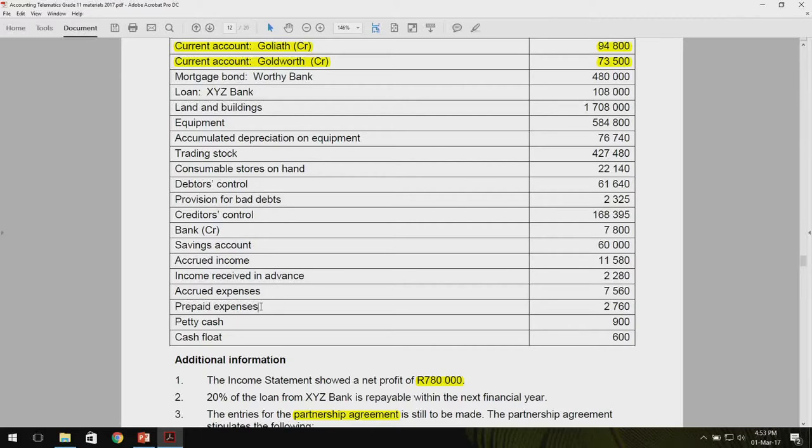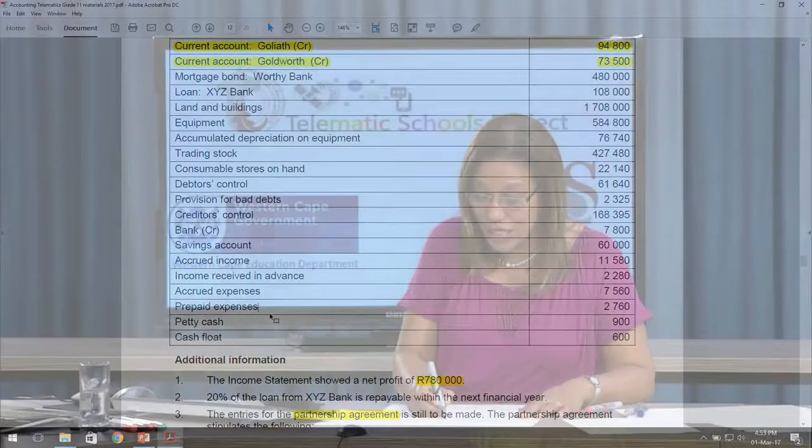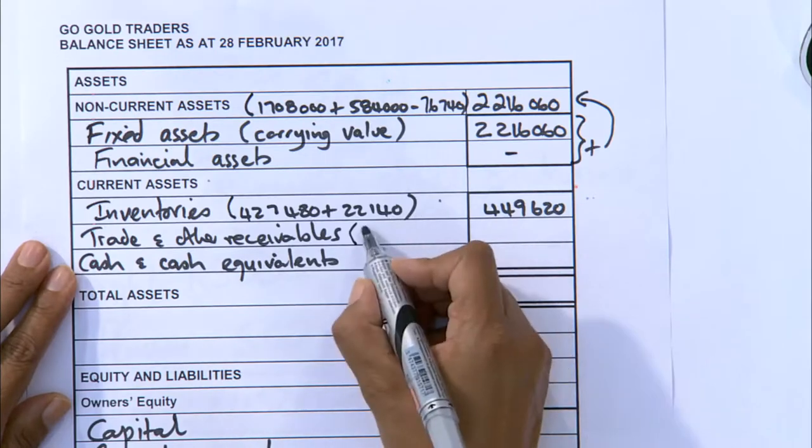And there I have prepaid expense. So I'm going to add those two. Okay, because I know that those form part of debtors. Okay, you're going to have to study your notes. So let's start with that there.